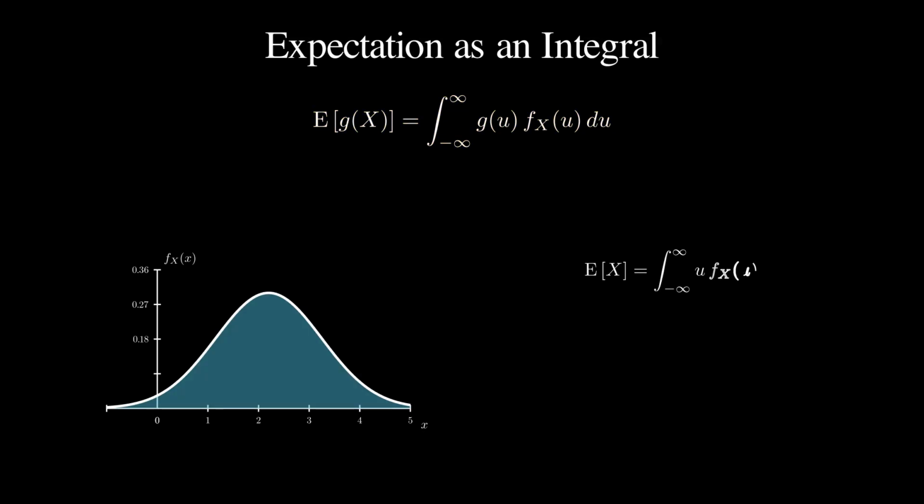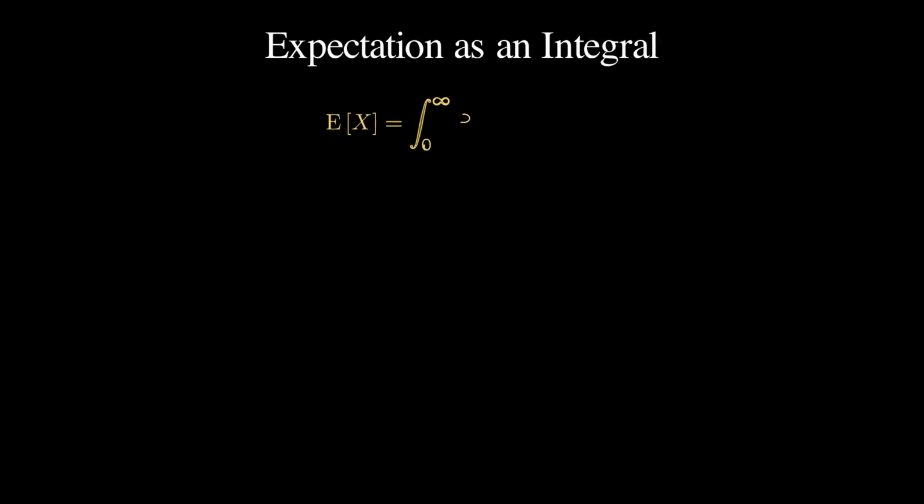Set g to the identity and the mean appears, the integral of u times f of u. The variance is the expected squared distance from the mean, exactly as before. And the shortcut still holds, the mean of the square minus the square of the mean. But the continuous world offers one genuinely new tool. For a non-negative random variable with finite mean, the mean is the integral of the tail. Integrate the probability that x exceeds x from 0 to infinity, a mean computed without ever touching the density.